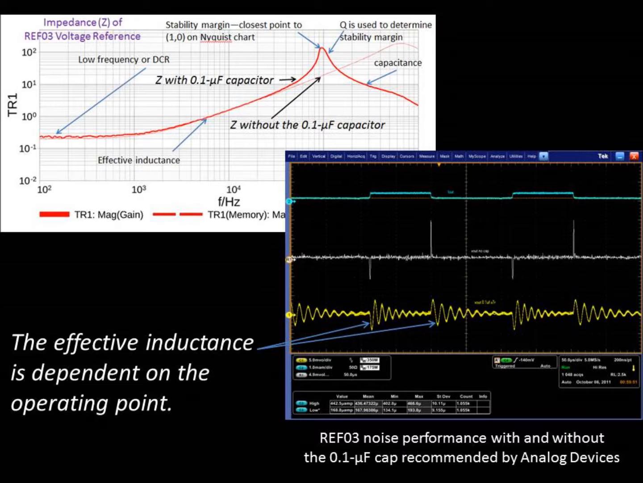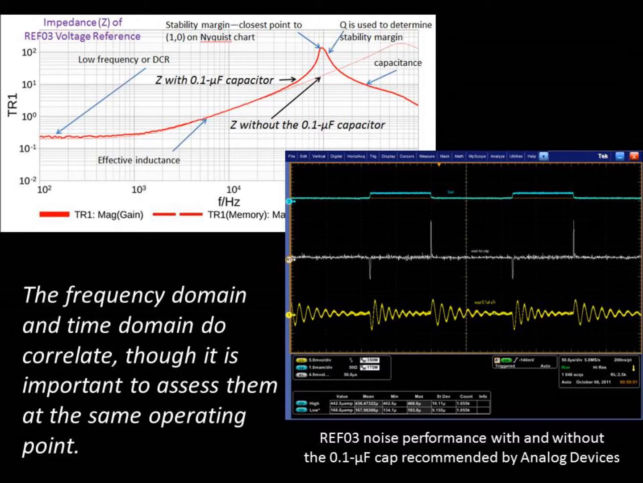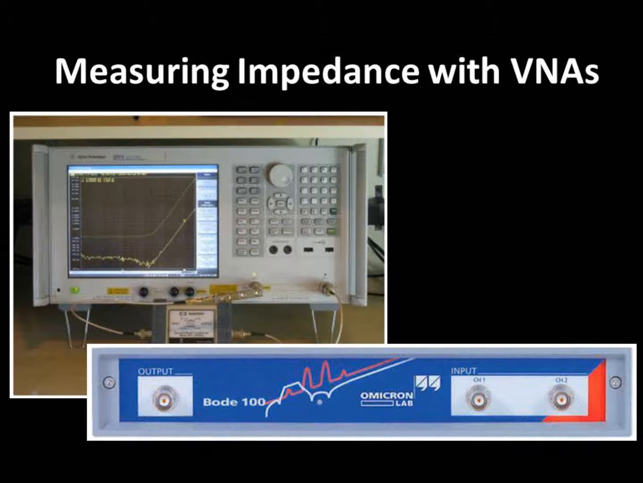Here we show the time domain image so that you can see that the effective inductance is dependent on the operating current, and also that the vendor's strong recommendation to use a 0.1 microfarad capacitor with the reference is actually a bad idea. This measurement can easily be made in system. At AEi Systems, we make this measurement very frequently. We use this most often for in-system measurement of op-amps, voltage references, and low-power voltage regulators.